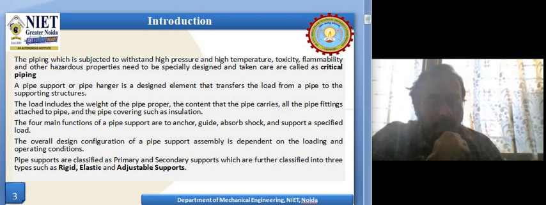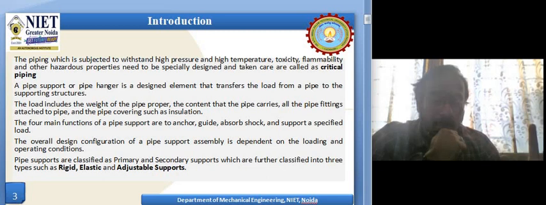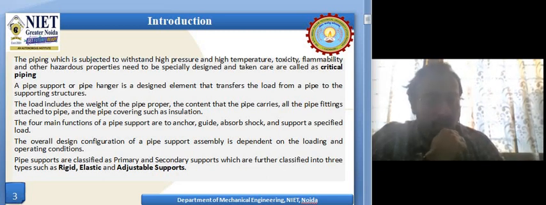Now, whenever we say pipeline support, the assembly is very important, which is decided based on the weight, and all the calculations are done based on how much weight is at a particular supporting point. Also, it is supported by some pipe analytical softwares, such as 3D Pipe, AutoPIPE, and CAESAR II tools. These are some of the softwares which are used. Now, whenever supports are used, they are classified into three types: rigid, elastic, and adjustable supports. Moving to next.